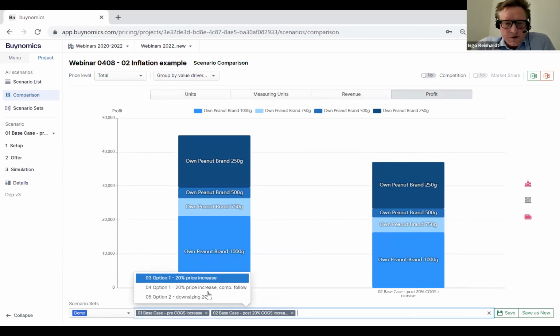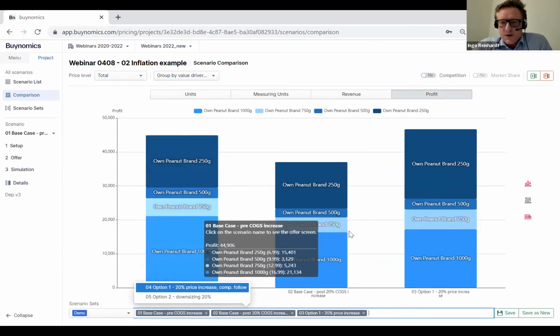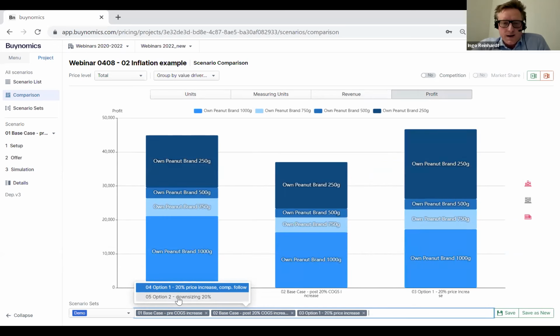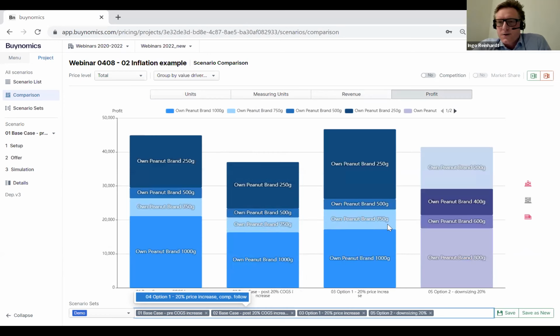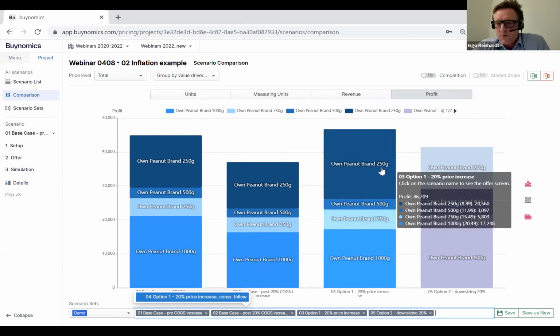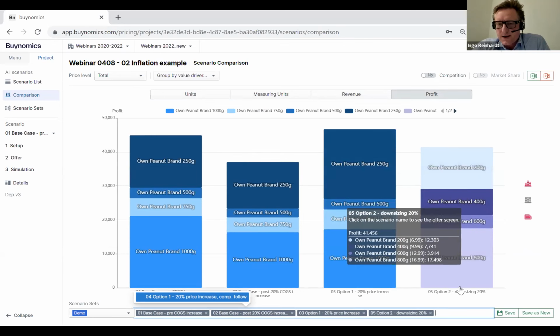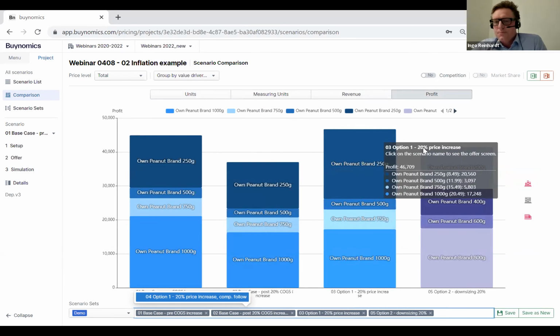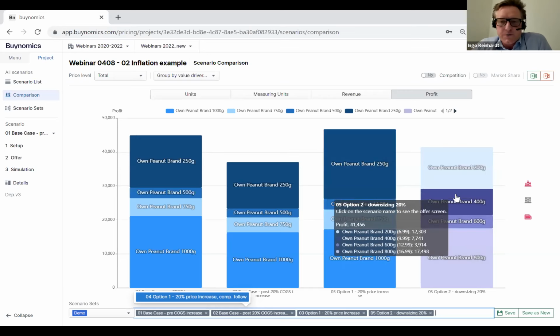And if we now want to understand what our options are, we can increase all our prices by 20%, this is where we come out, or as an alternative, we can consider what happens if we decrease all the sizes of our products by 20%. So we go from 250 to 200, from 1,000 to 800. We see what the profit impacts are. In this case, it's less profitable, but it allows us to very easily look at all of these changes and very quickly make a proper assessment of the situation.